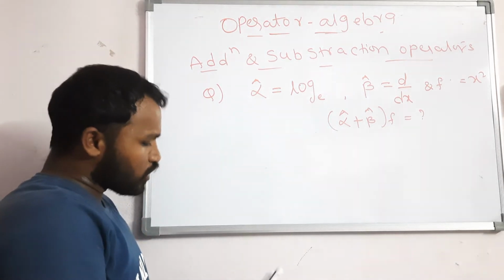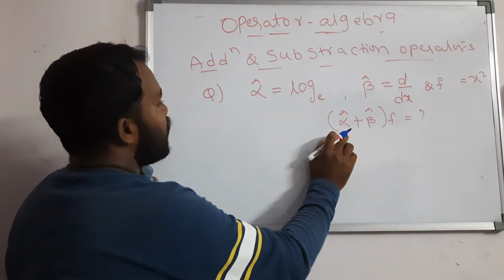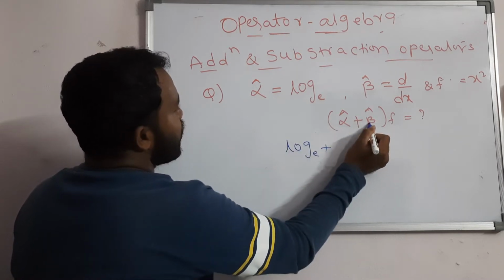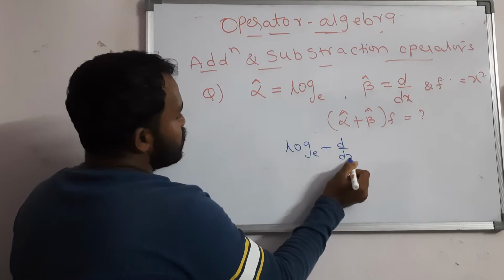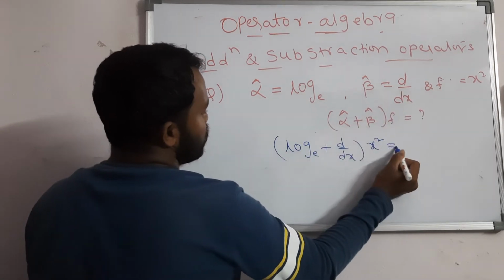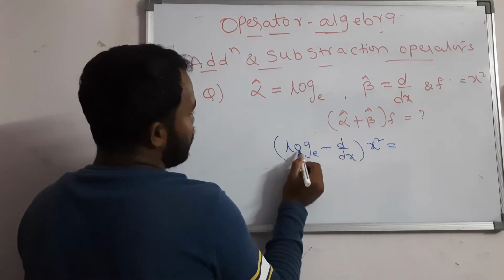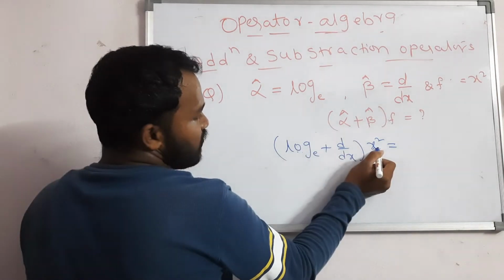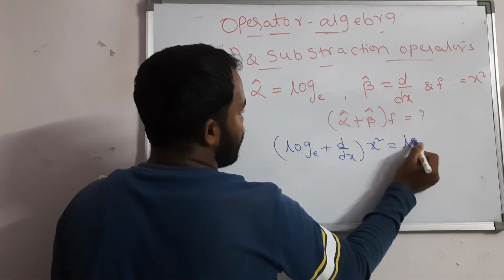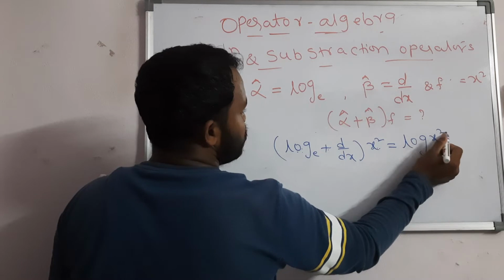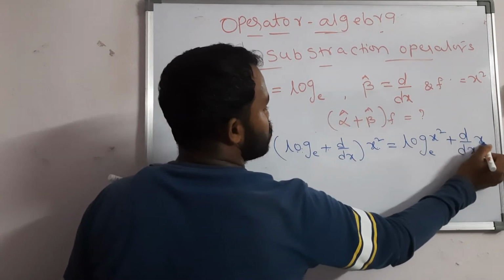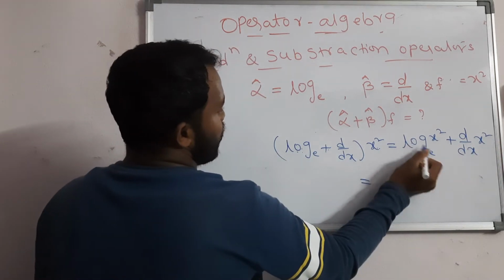How do you approach this? First write alpha cap, log base e, plus beta cap, d by dx, into the function x square. First you should multiply: A cap plus B cap into f is A cap into f plus B cap into f. So write log base e of x square plus d by dx of x square.